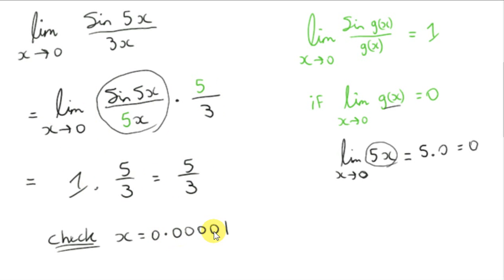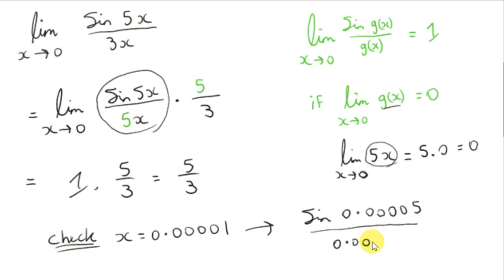Now you can always check this by going to your calculator and picking a number very close to but not equal to 0. This thing isn't even defined at 0. If we plug 0 in for x, we get sine 0 over 0, or 0 divided by 0, which is indeterminate. So pick a number very close to 0 and plug that in for x here. So sine of 5 times this, well, that's 0.00005. And we have to divide by 3 times 0.00001.